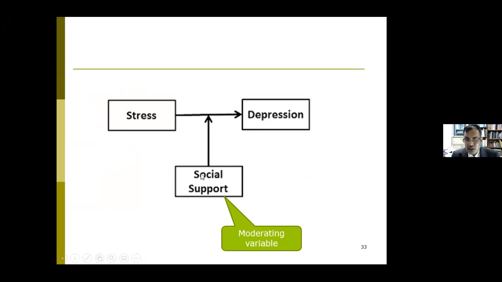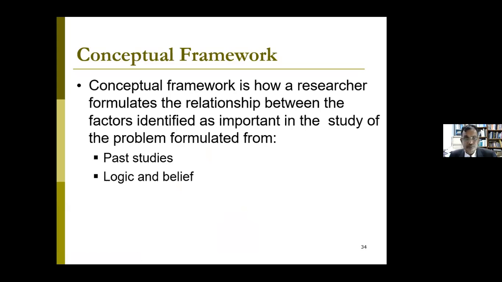But if there is a weak social support, the relation could be huge. So the variable which changes the relationship is known as a moderating variable. Usually it is a categorical variable. A continuous variable can also be a moderating variable, but we can categorize it later.